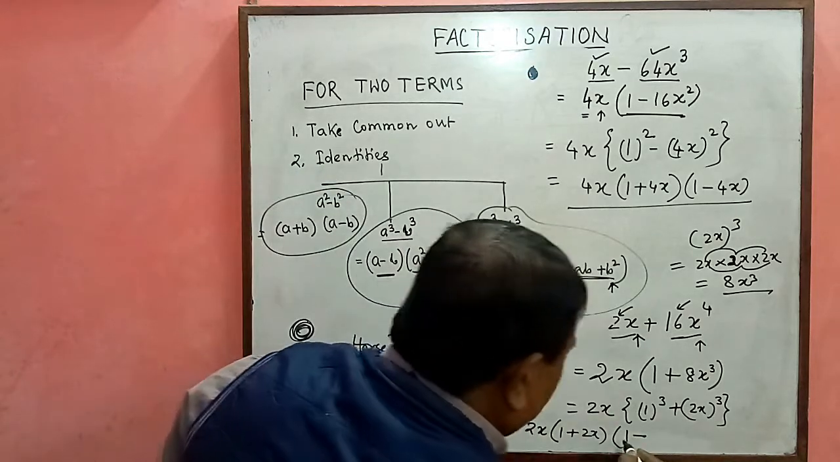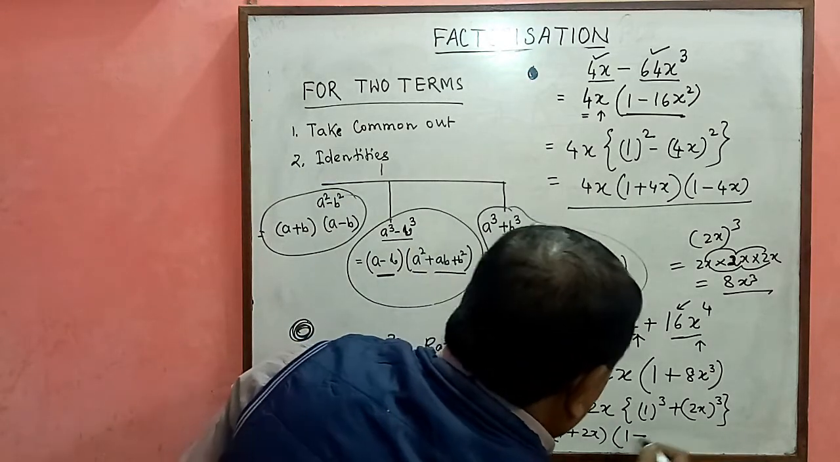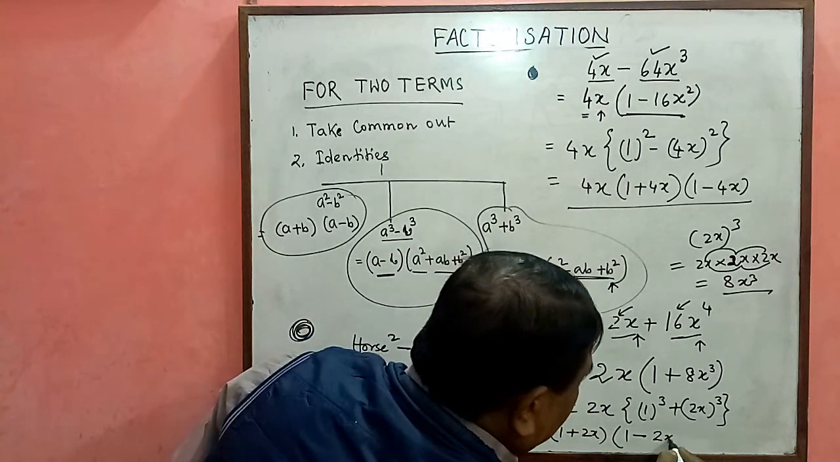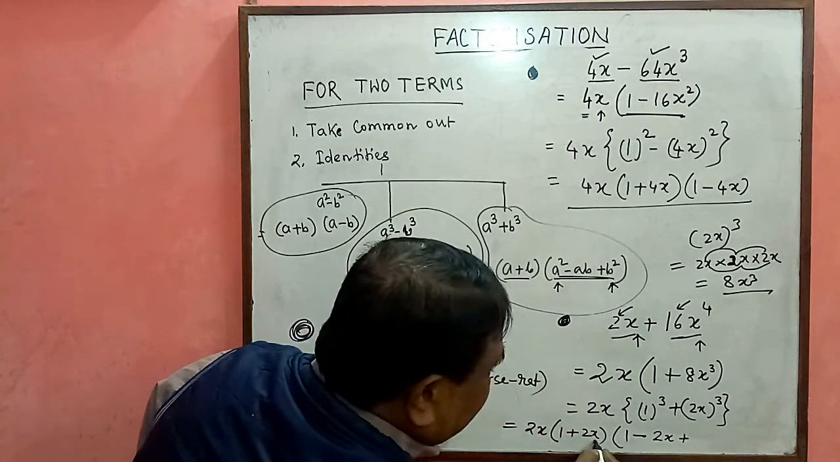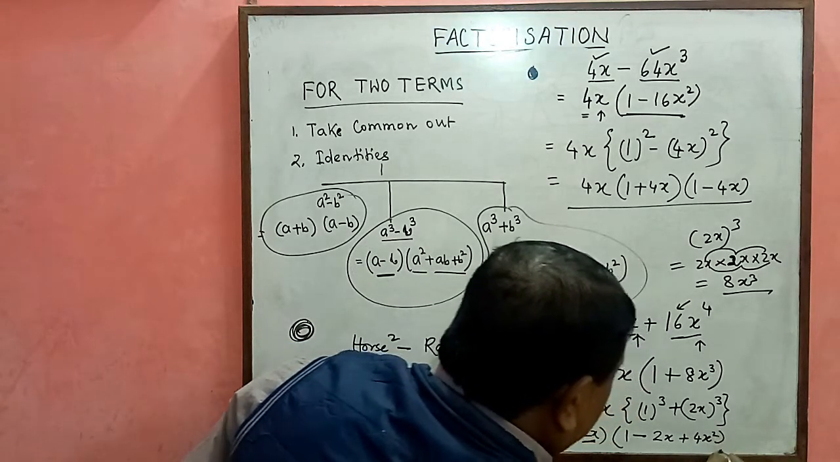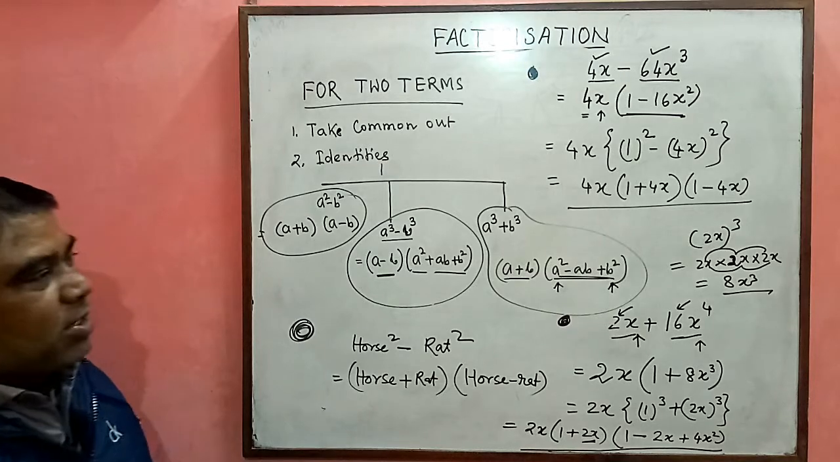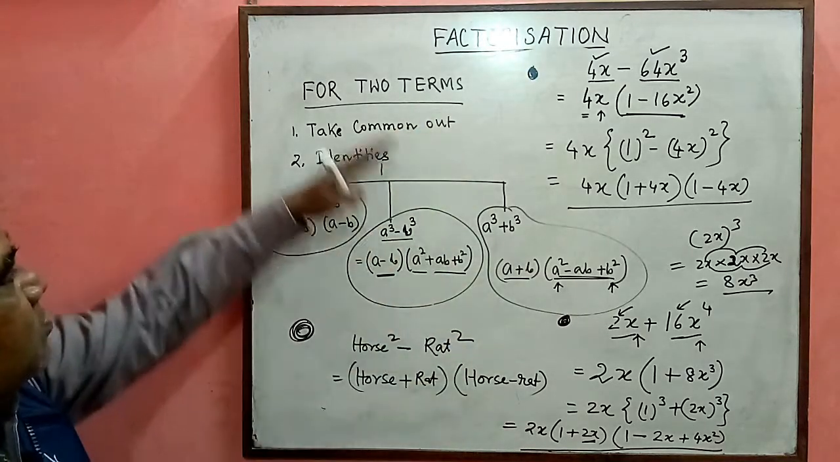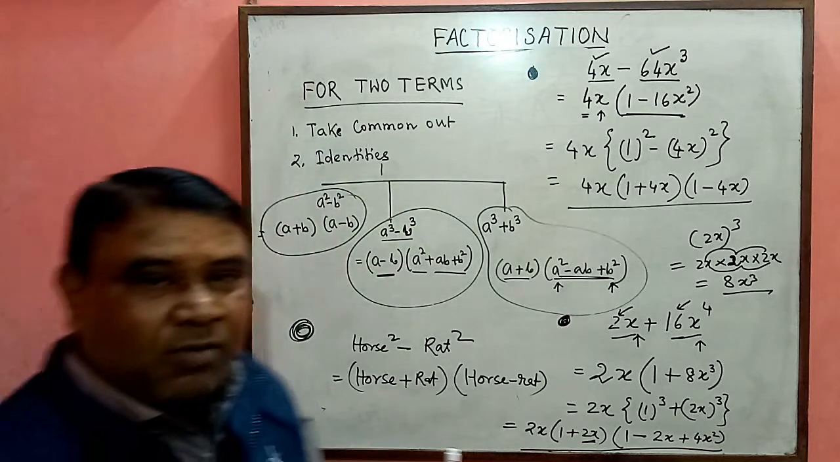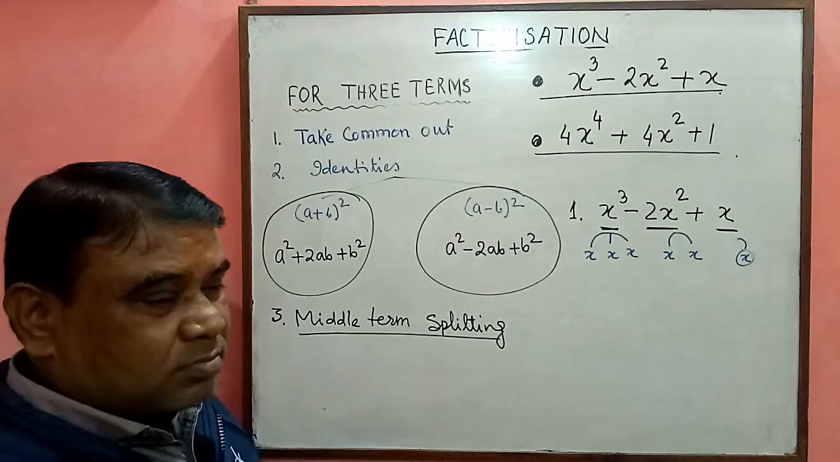So exactly this is your a square minus ab. ab means 1 into 2x. So this is 2x, and plus second square, which is (2x) whole square, meaning 4x square. Okay, this is your answer. This is the factorization for two terms. This is how we will proceed for the factorization of two terms.